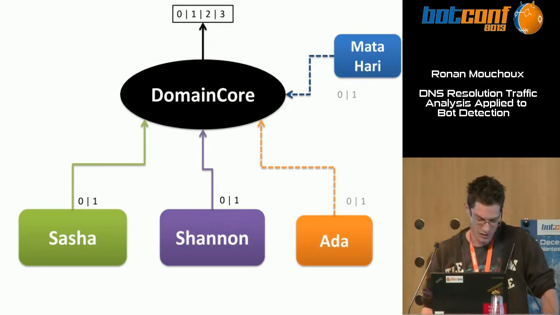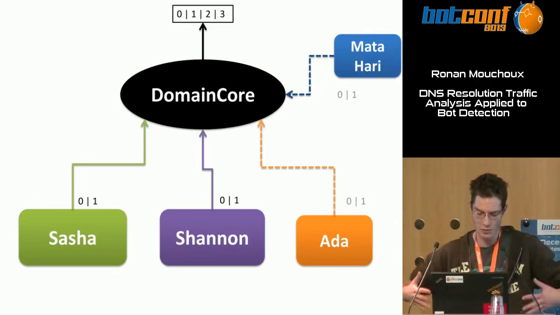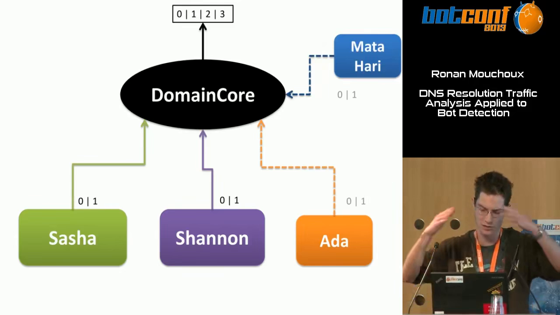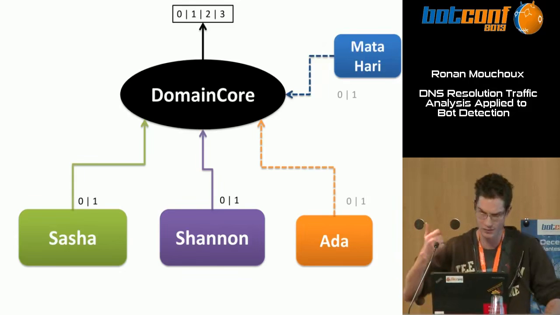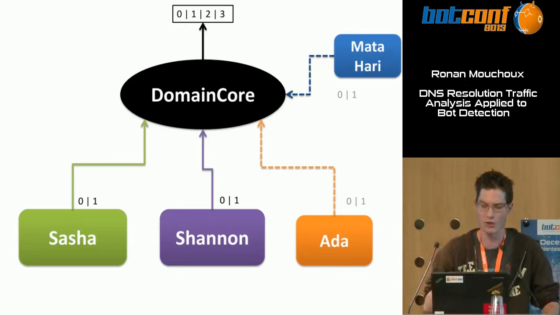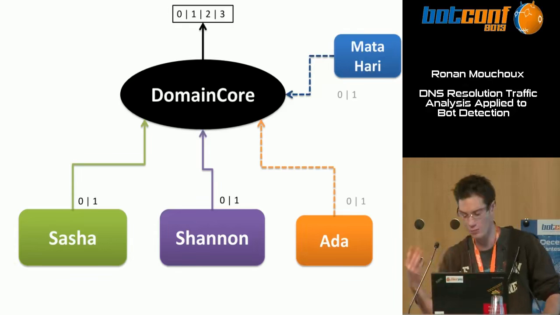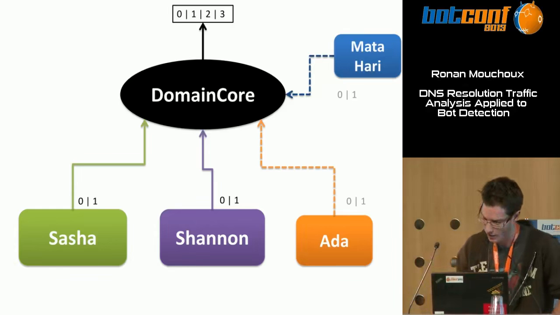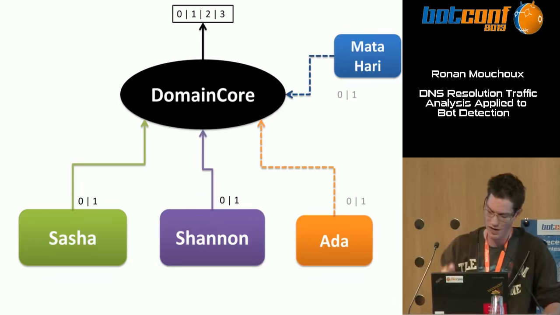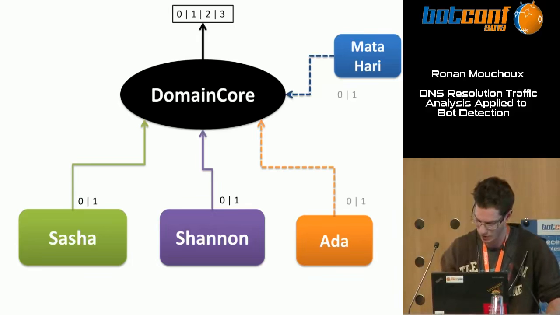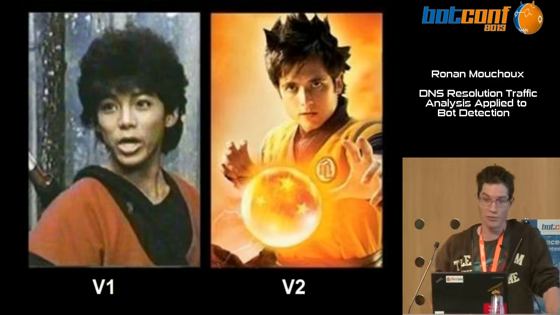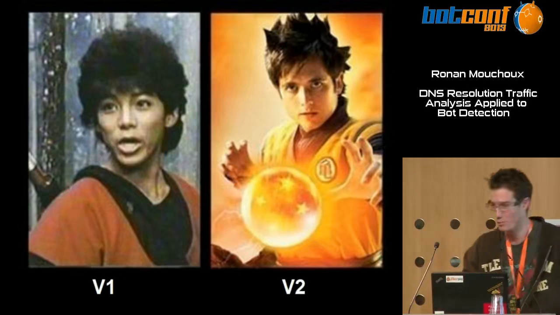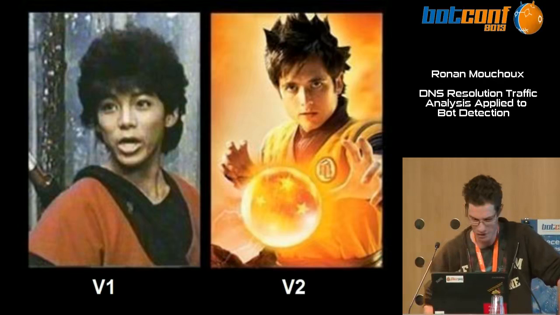And how it works: Sasha and Shannon have all their rules, they aggregate them, they send them to the domain core, there is another level of aggregation, and it gives a score between 0 and 3. 0 is probably clean, 3 is probably malicious. Also there was the idea to do an ADA based on Bayesian filter script and Matari, which was not realizable. So it was time for improvement, but you will see that it's not because we make an improvement that the solution is better.